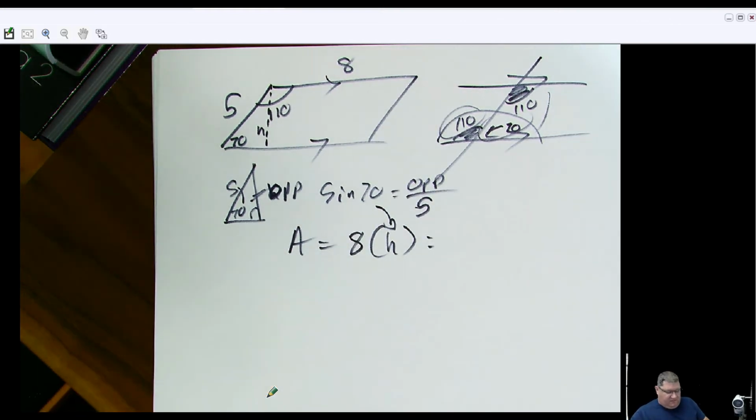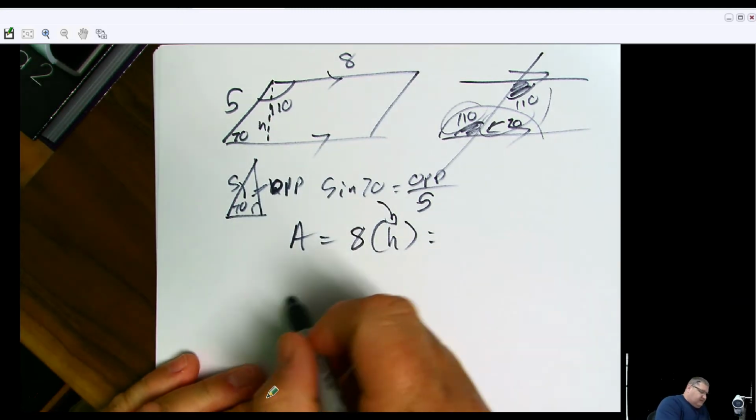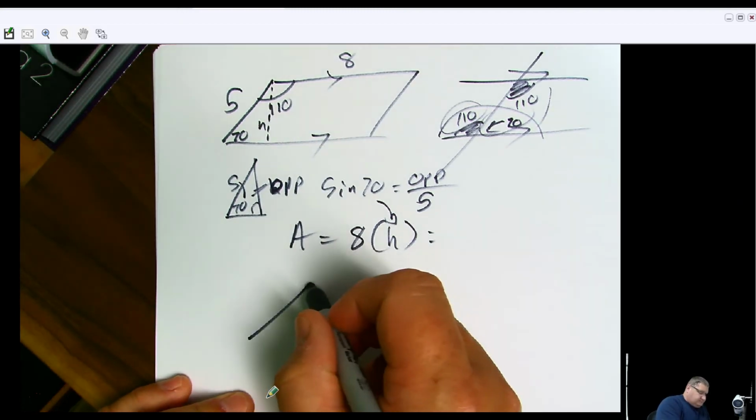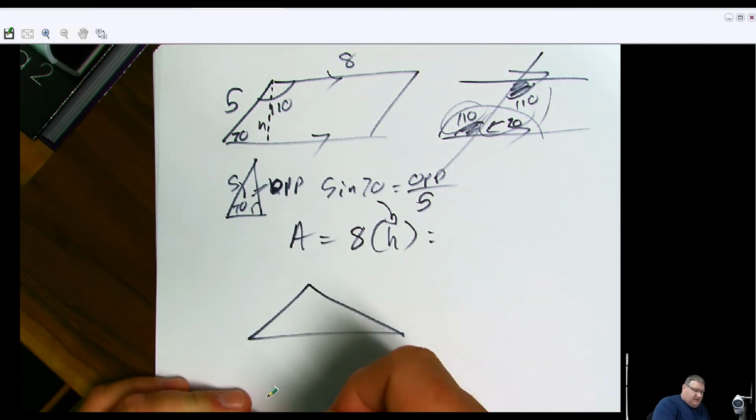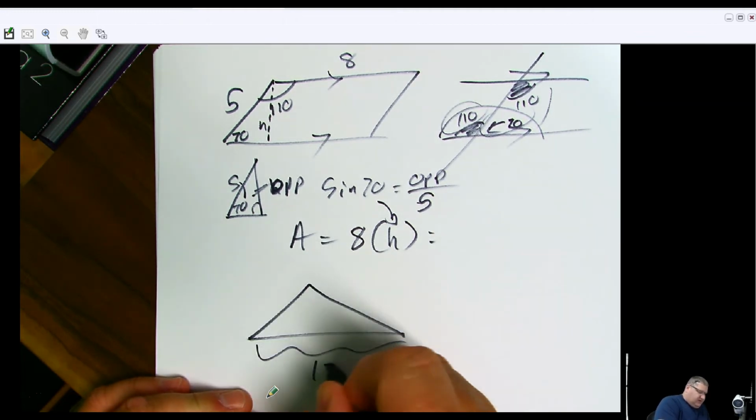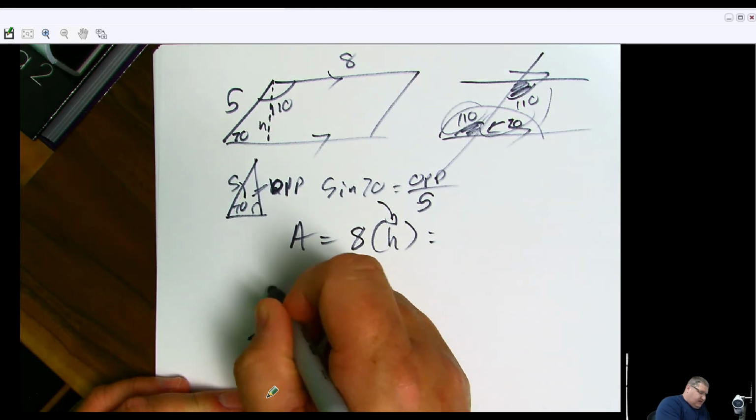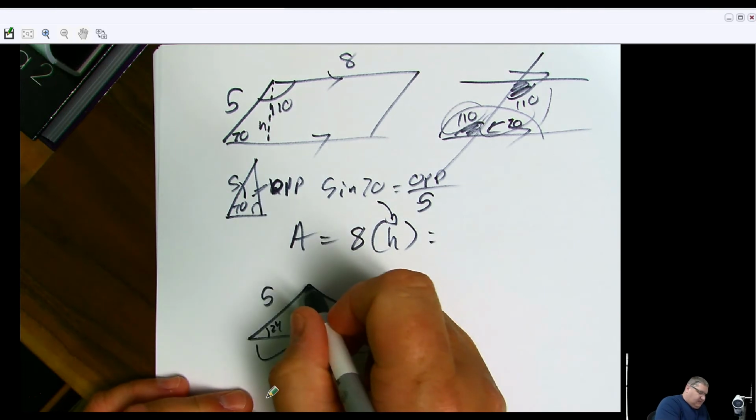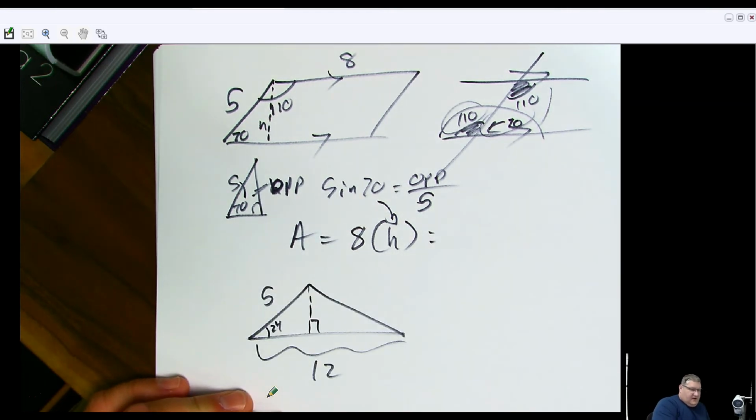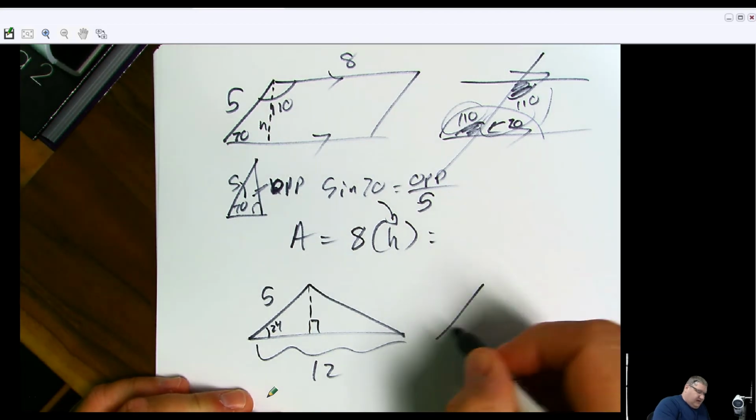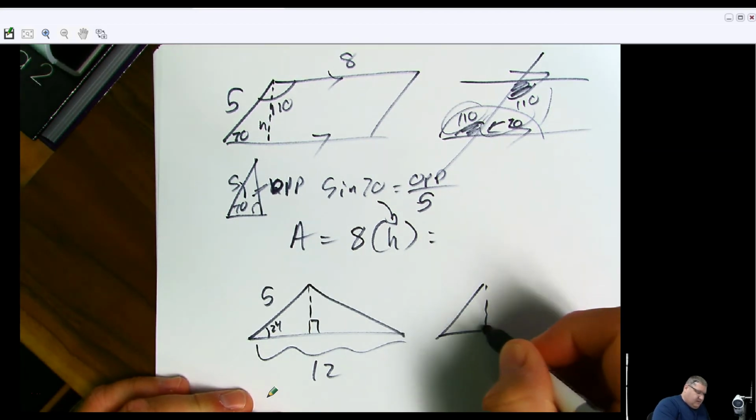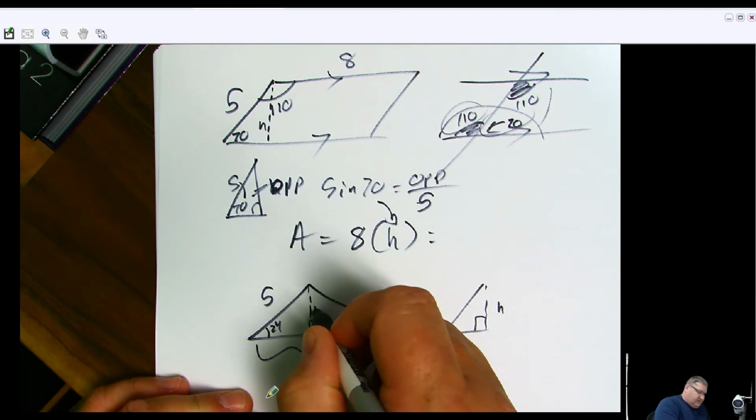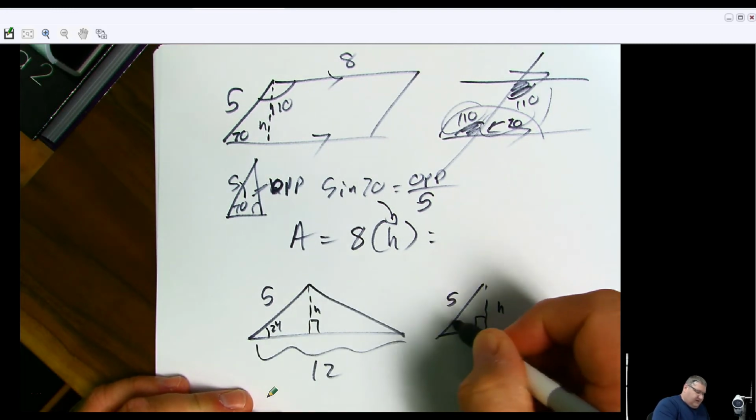All right, so that works for rhombus. It also works for parallelogram. And in fact, guys, it also works for triangles. If I have this, I got a 12, and I got a, I don't know, 5 over here, and this is 25 degrees. Can I drop an altitude right there? And if I do, now I have this triangle right here where I have the height, and I have the 5, and I have the 25.